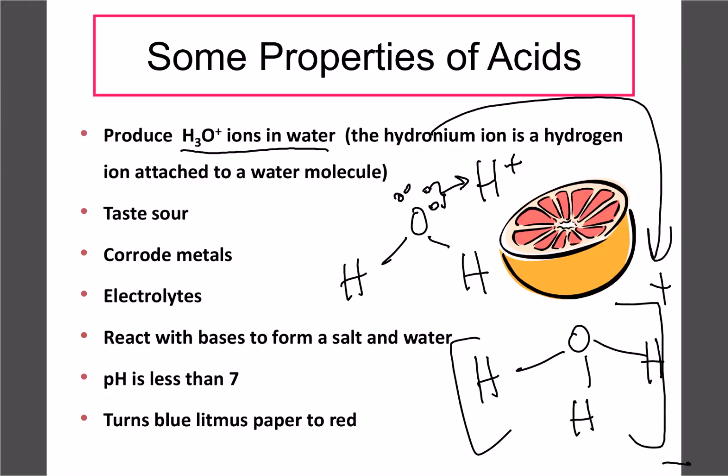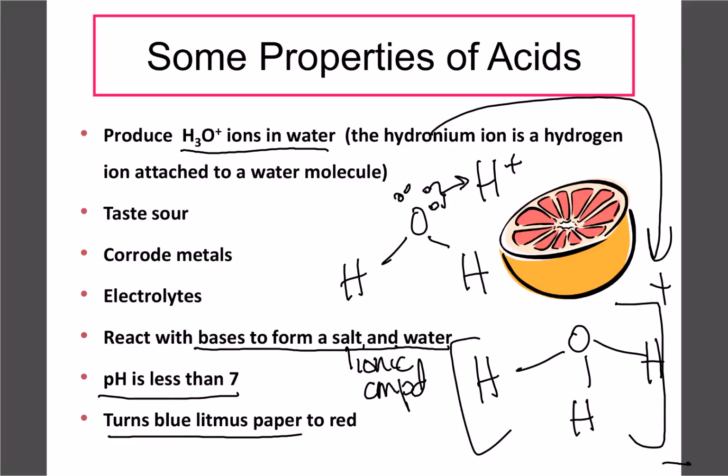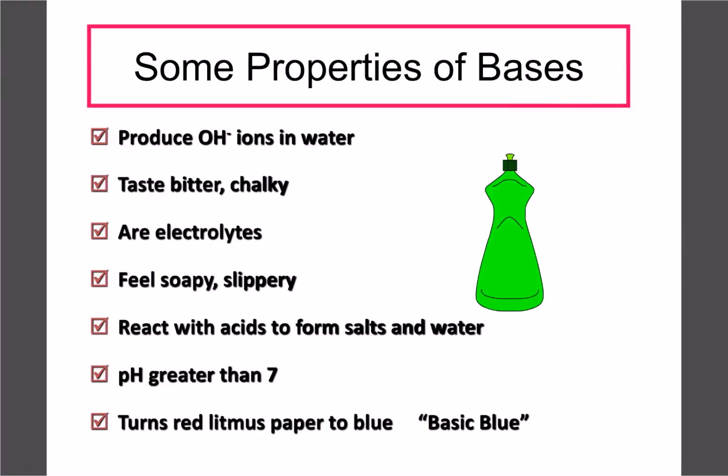Okay? So an acid tastes sour, corrodes metals, is an electrolyte, and reacts with bases to form salt and water. That's not really a definition. We know from grade 11 that a salt is just an ionic compound, so please remember that. The pH is less than 7. We will be doing pH calculations. And it turns blue litmus paper to red. We also have universal indicators that we use.